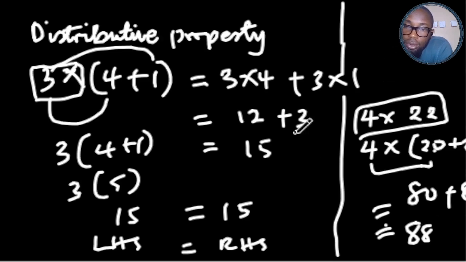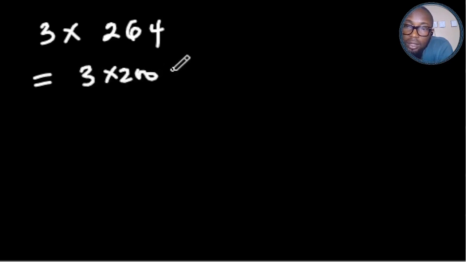A final example on this, where you really see it in action, is like having 3 multiplied by 264. So I could just go on in my mind and say, oh, okay, this will give me 3 times 200, plus what?